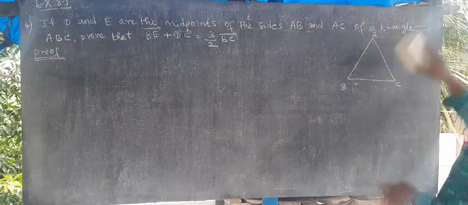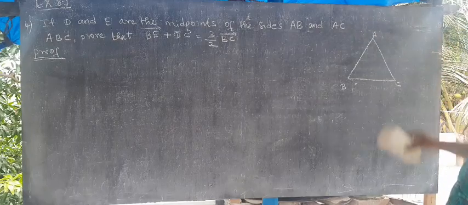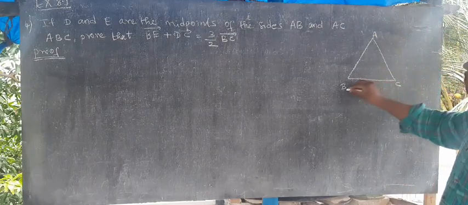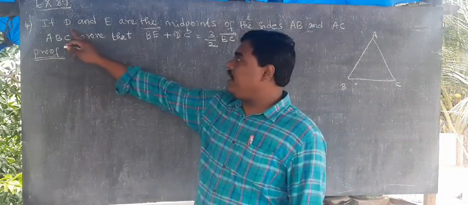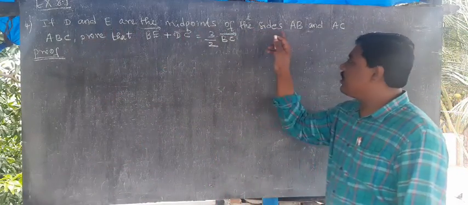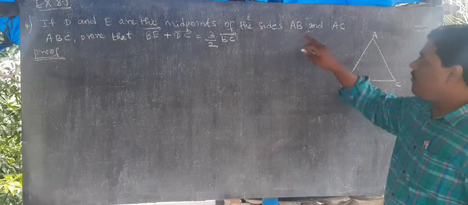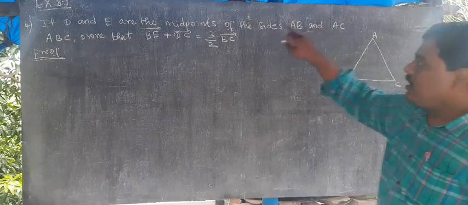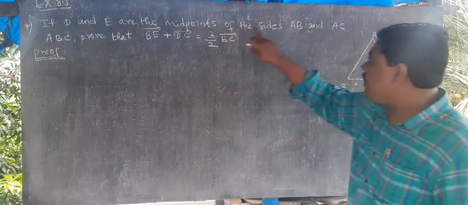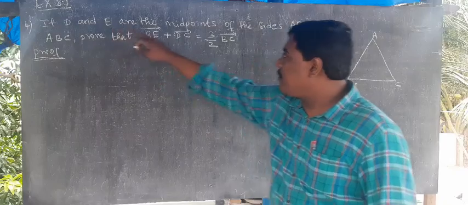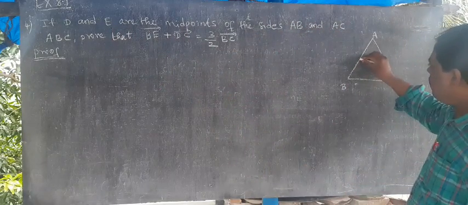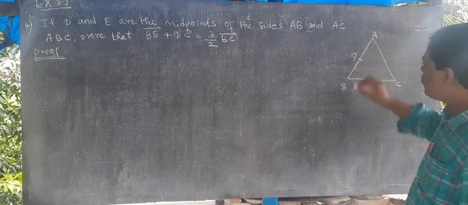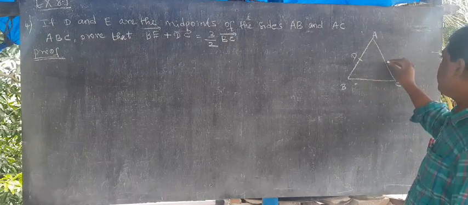So here I draw one triangle ABC. A, B, C. In the question itself it is given that D and E are the midpoints of the sides AB and AC. D is the midpoint of the side AB and E is the midpoint of the side AC. So for AB the midpoint is D. For AC the midpoint is E.